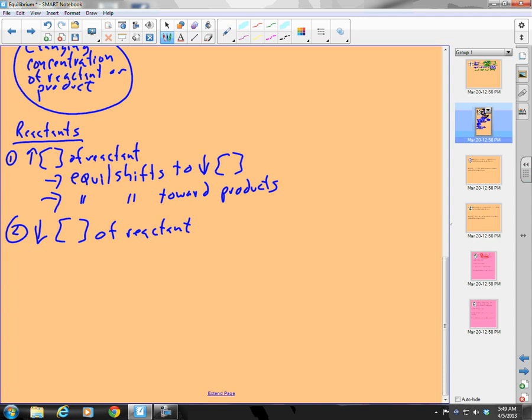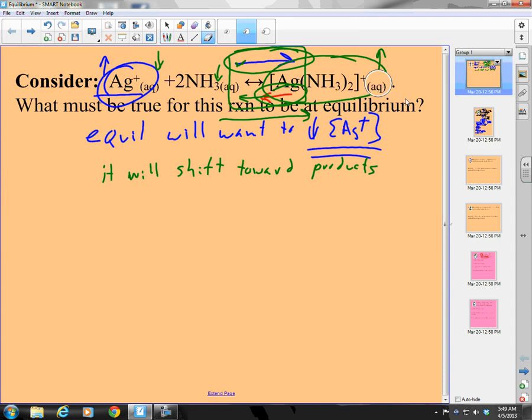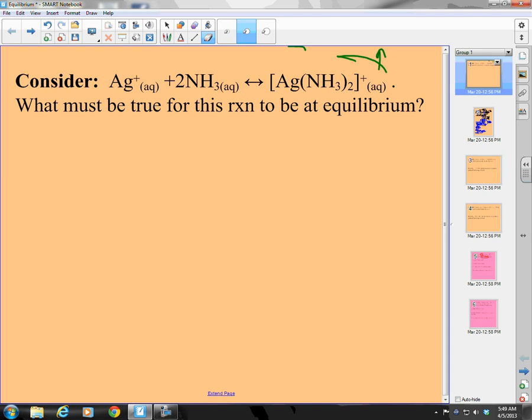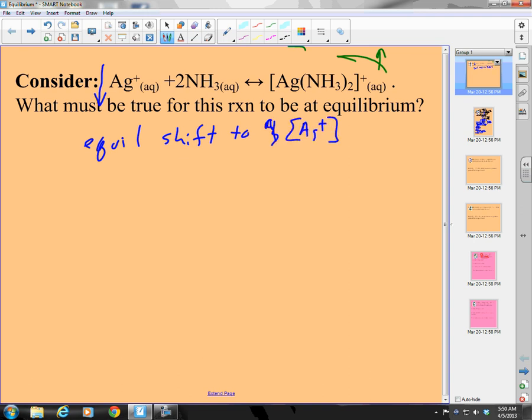And so if we go back here to our beautiful picture, I think I should sell those, don't you? Let's say we reduce the concentration of silver. That means the equilibrium is going to want to do what? The equilibrium will shift to increase silver concentration. Boy, that's a nice arrow, isn't it? Increase silver concentration, meaning it's going to shift toward the reactants, and the reverse reaction rate will be greater for a while than the forward.